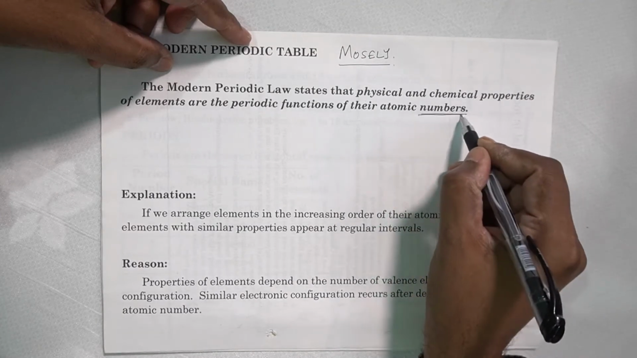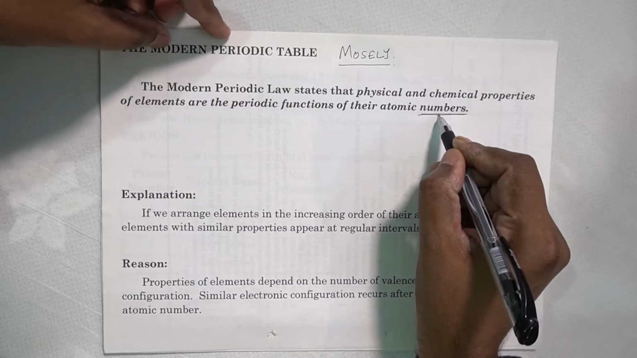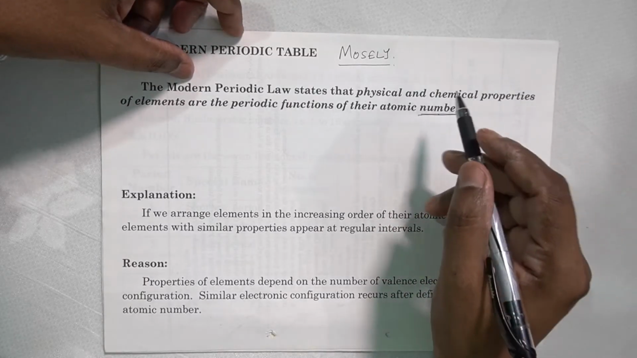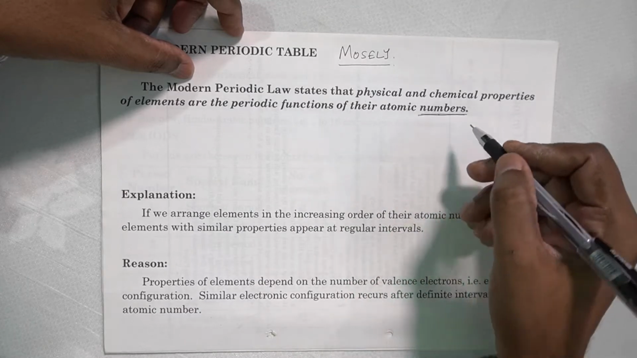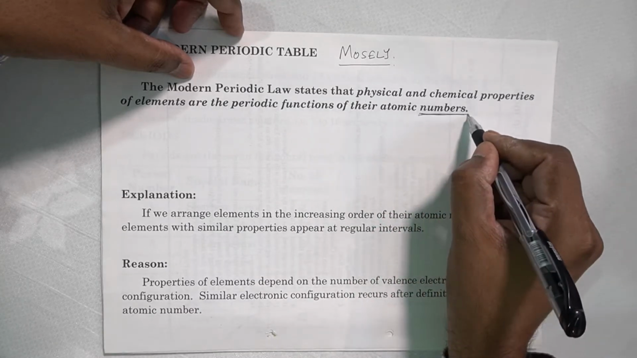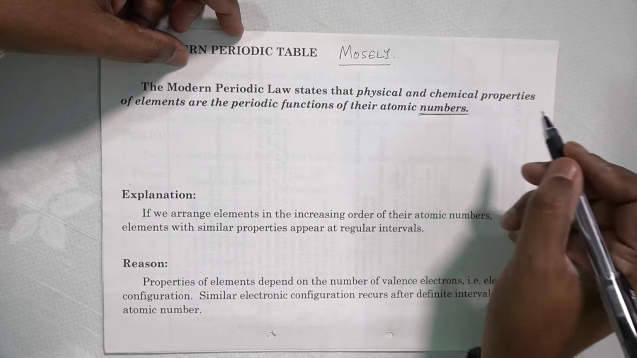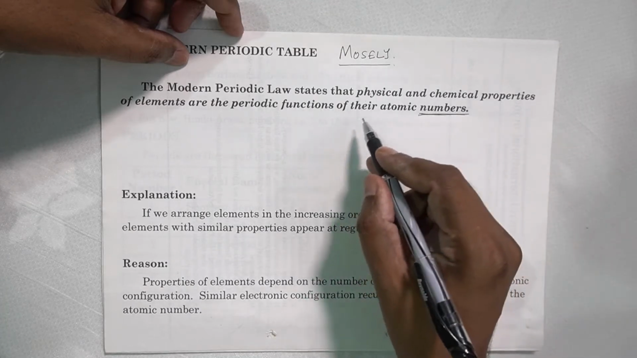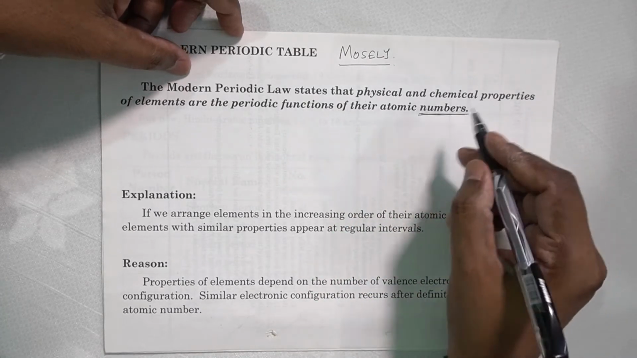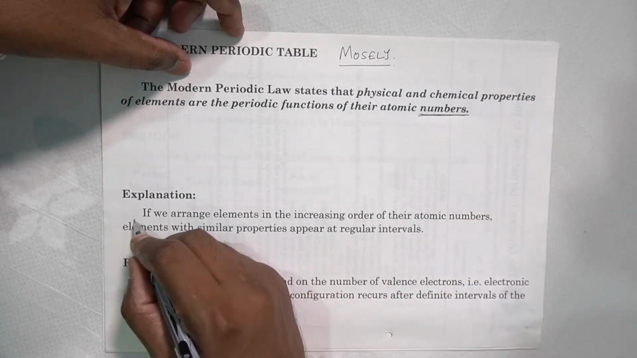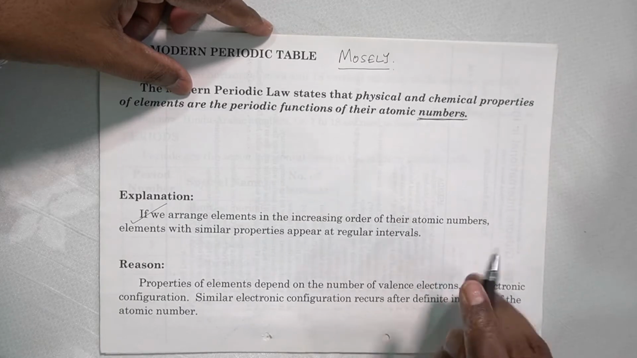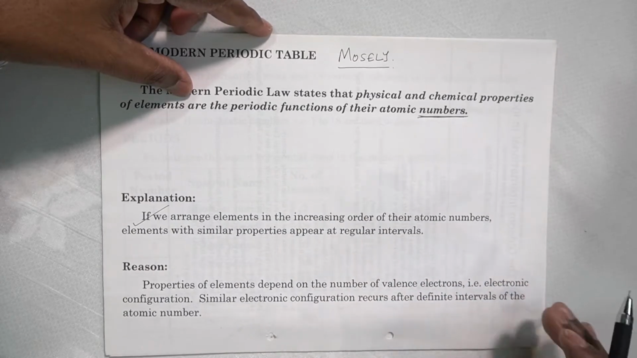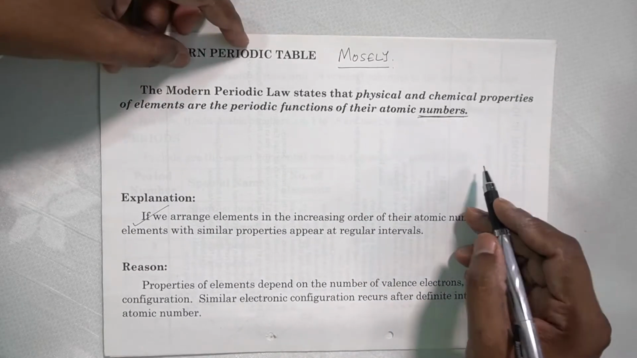Now the term numbers is the only difference from Mendeleev's periodic law. Mendeleev said physical and chemical properties of elements are periodic functions of their atomic weights. Now Moseley modified it into numbers. So on the basis of this law, if we arrange elements in the increasing order of their atomic numbers, elements with similar properties appear at regular intervals. That is the meaning of the modern periodic law proposed by Moseley.